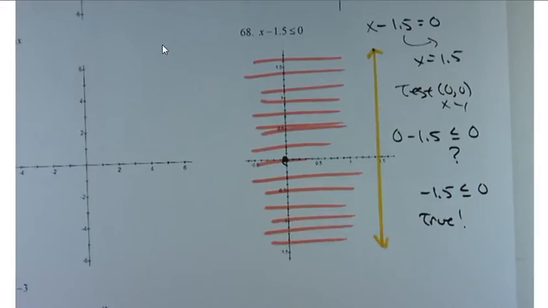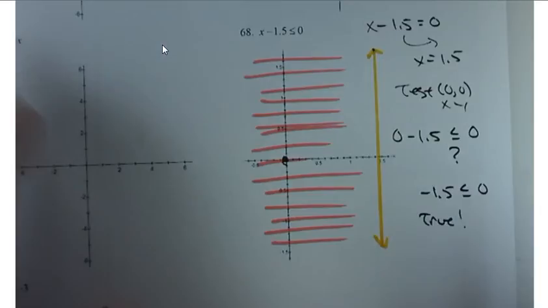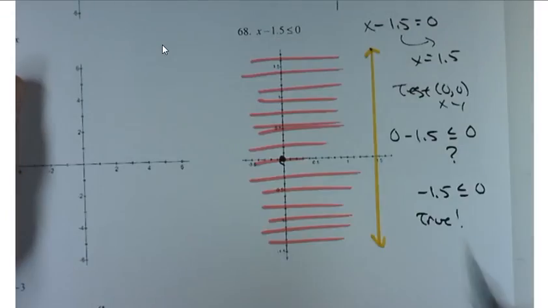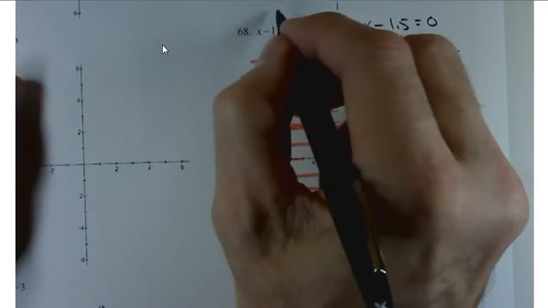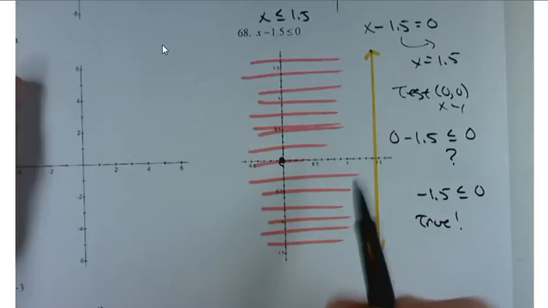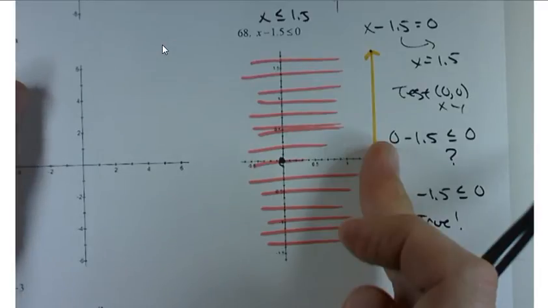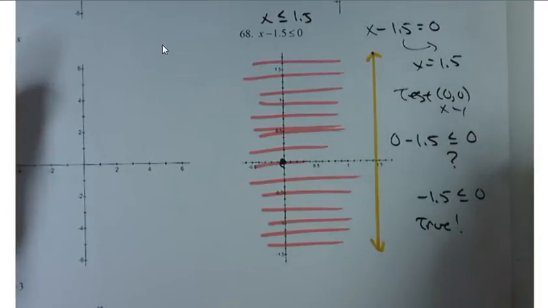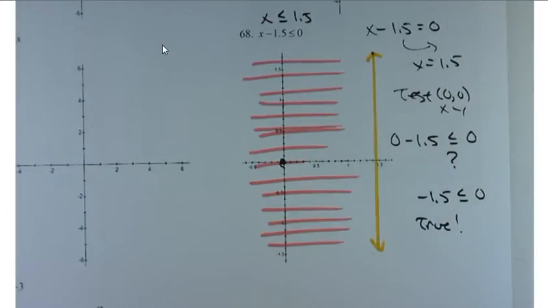In hindsight, you probably could have done this without necessarily spending the time on the test point. If you wanted to rearrange that as x is less than or equal to 1.5, numbers that are less than 1.5 are to the left. You can do it that way. It's up to you. I'll let you decide if you want to do it somewhat like that with problem number 64. Are there any final thoughts on problem 68 before I move on to 64?